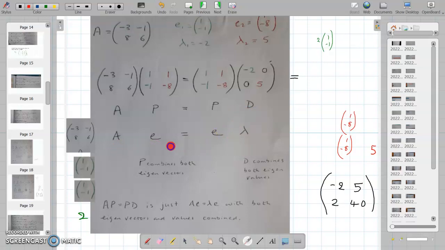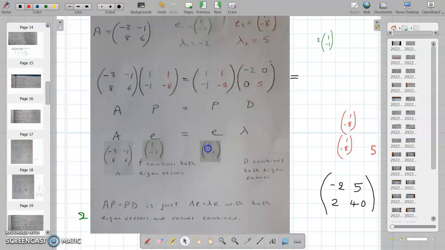I want to show you why it's the same thing. So AE: we put it underneath, there's A and our eigenvector (1, -1), there's AE. You can see it here, A multiplied by the first eigenvector. Don't worry about the red one, the second one, just think about the green first. That equals lambda E, or E lambda, I'm doing it the other way around, E times lambda, and the lambda is -2, isn't it?